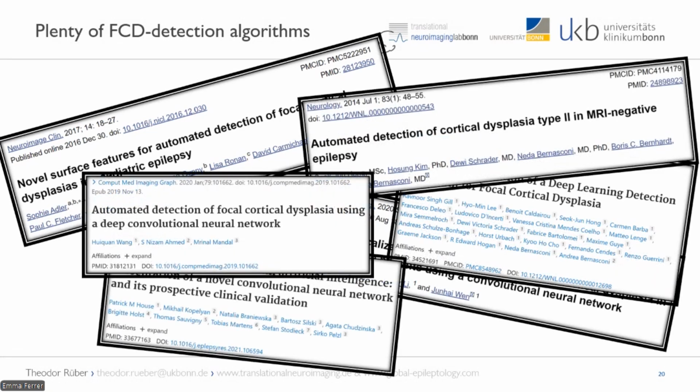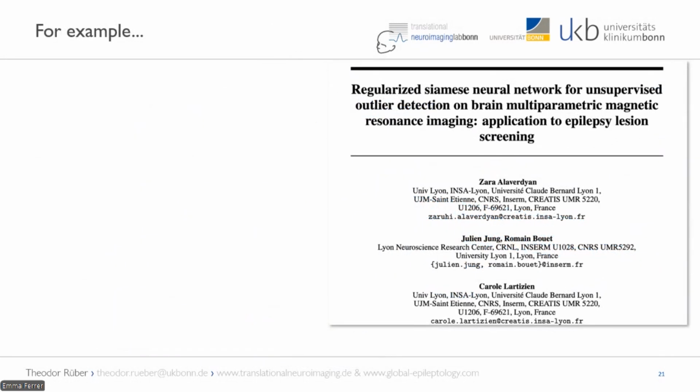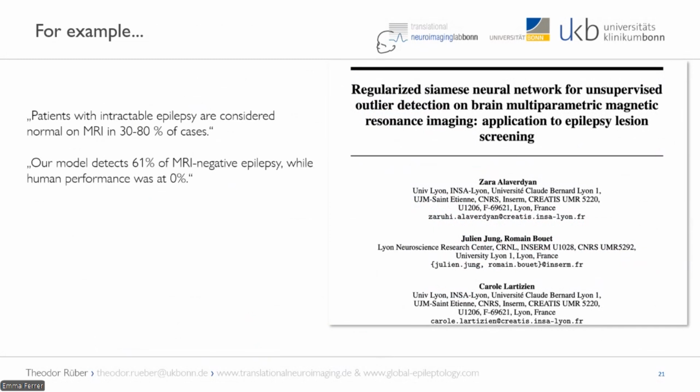How about the AI algorithms? Do they perform any better under 7T? That would be another hope that could be cherished. There are plenty of those algorithms being published every day. For example, this one under 3T, and they claim that their model detects 61% as compared to human performance, where the human performance was at 0.